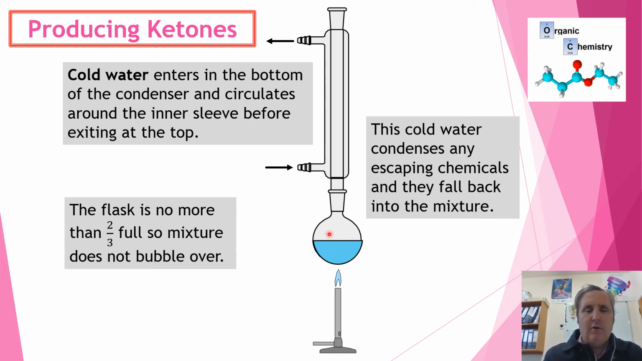The other thing to note is you never want to fill the round bottom flask more than two thirds, because when it heats, bubbles will form up the neck of this chamber and will bubble over. So you just want to keep it at two thirds. So that's how we produce a ketone, through a process known as a reflux.